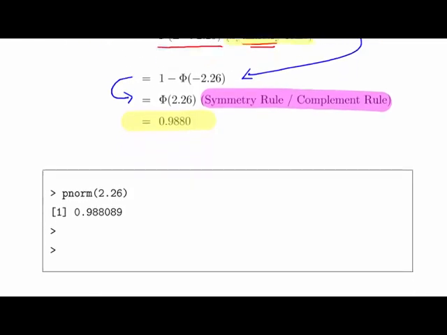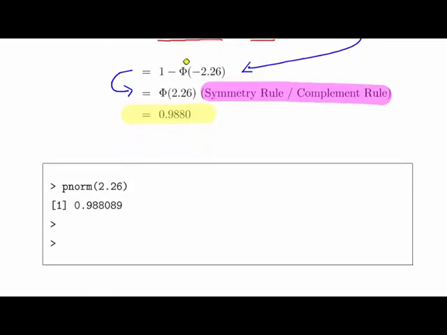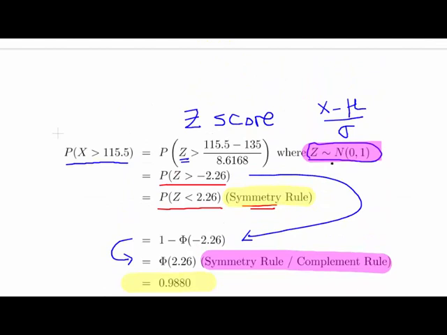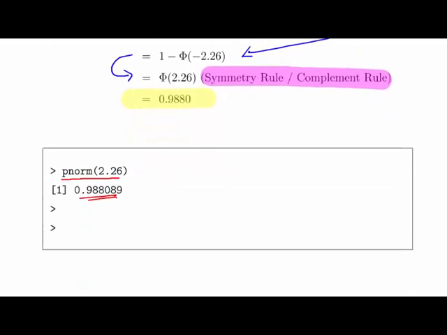If you want to check your answer with the R programming language, this is the command you would use: pnorm of 2.26. You should get an answer like that. You might be able to get it a bit more accurate, because I'm writing my z-score to 2 decimal places, which is consistent with using statistical tables. So you should get numbers close to that. We'll leave it there.